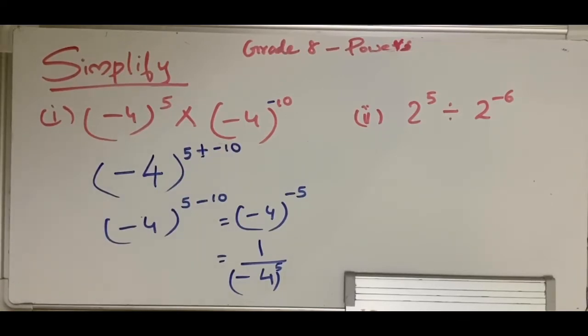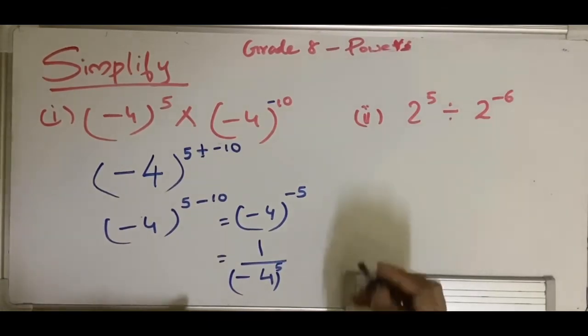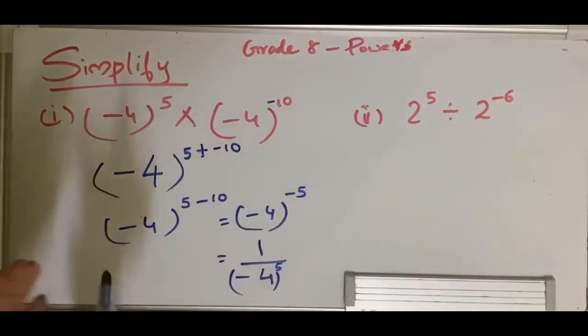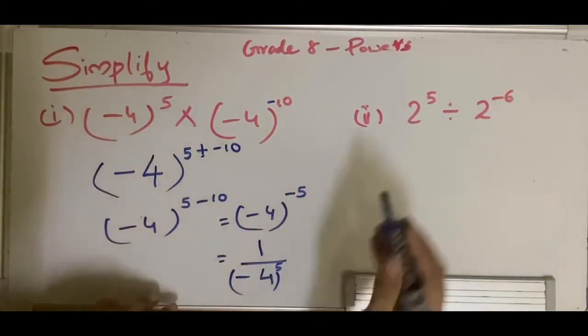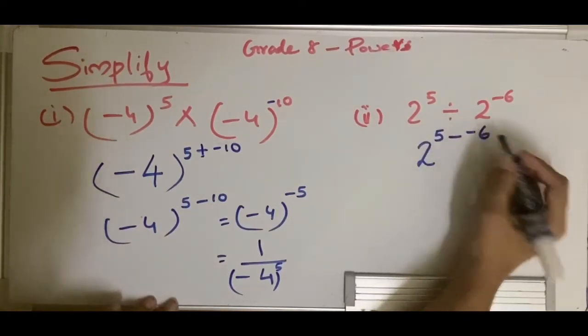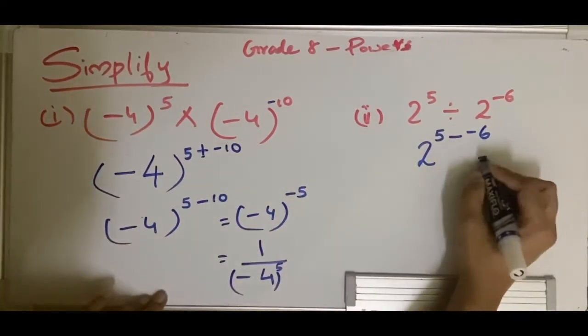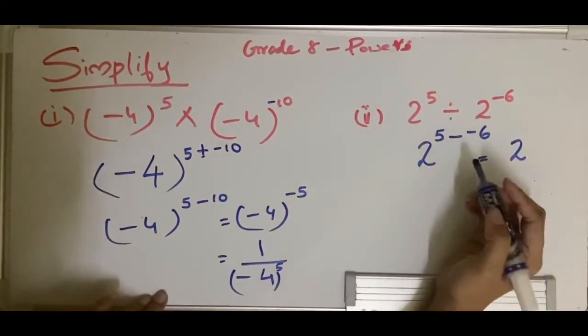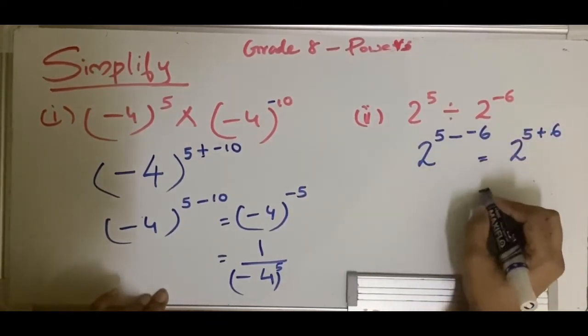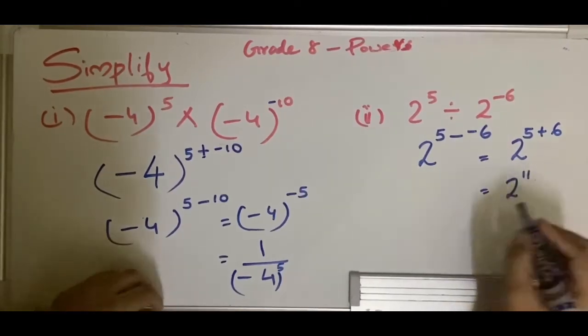Now if you look into the second question, it's about division, and we have already said that if we have the same base but with different exponents and the rule is to divide, then what we need to do is that a raised to m divided by a raised to n would be the same as a raised to m minus n. So here it will be 2 raised to 5 minus minus 6. Again we see two signs together, so let's make it one sign. Since you have two minus together, it will become plus. So you will get 2 raised to 5 plus 6, which will be equal to 2 raised to 11.